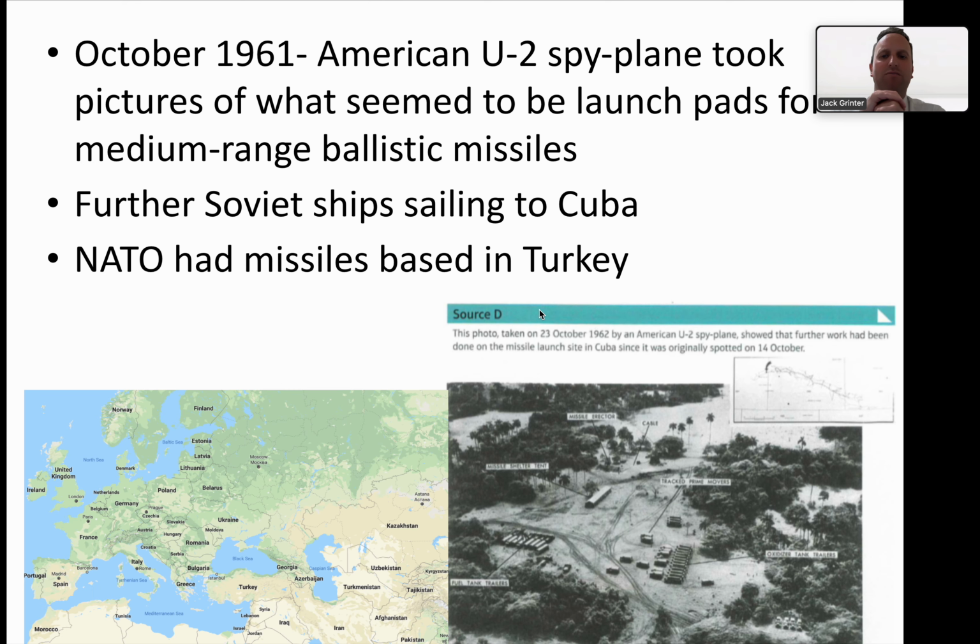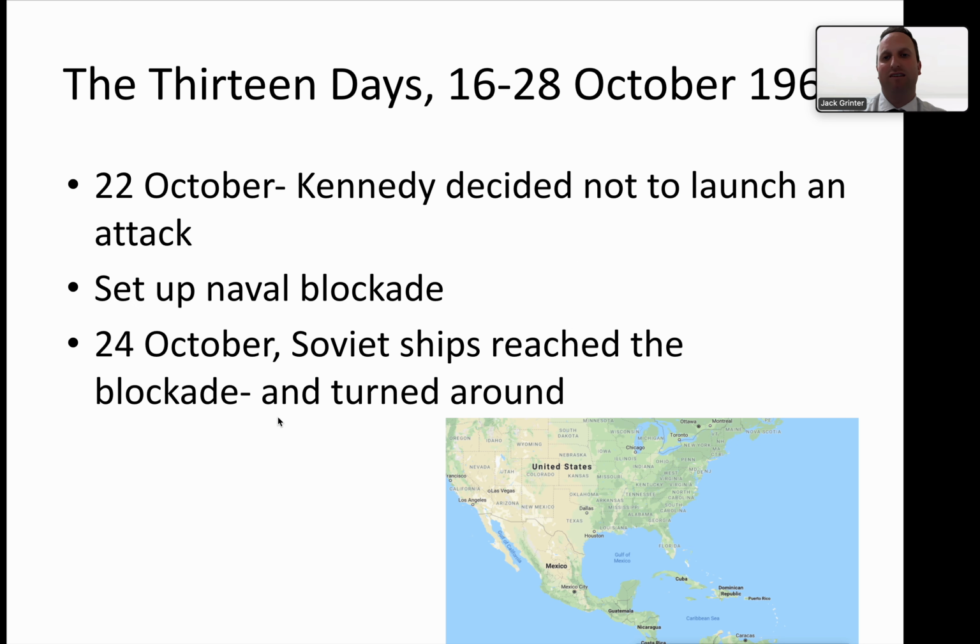So October 1961, an American U-2 spy plane takes pictures of missile launch pads in Cuba. No missiles yet, but the writing's on the wall, really, isn't it? It's quite clear what's going to be happening. And there was intelligence that Soviet ships were actually on their way to Cuba. As I said before, Georgia, Azerbaijan were part of the Soviet Union, and Turkey, NATO, because Turkey were part of NATO in this period. The United States had missiles based in Turkey.